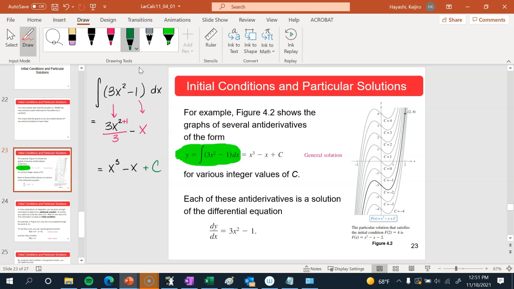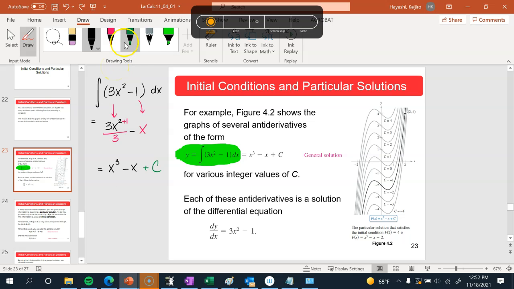And any of these equations would work if solving that integral was all we cared about. So if all we care about is that we have an equation whose derivative is 3x squared minus 1, then anything of that form will be satisfactory. X cubed minus x plus c. And again, this is a general solution.